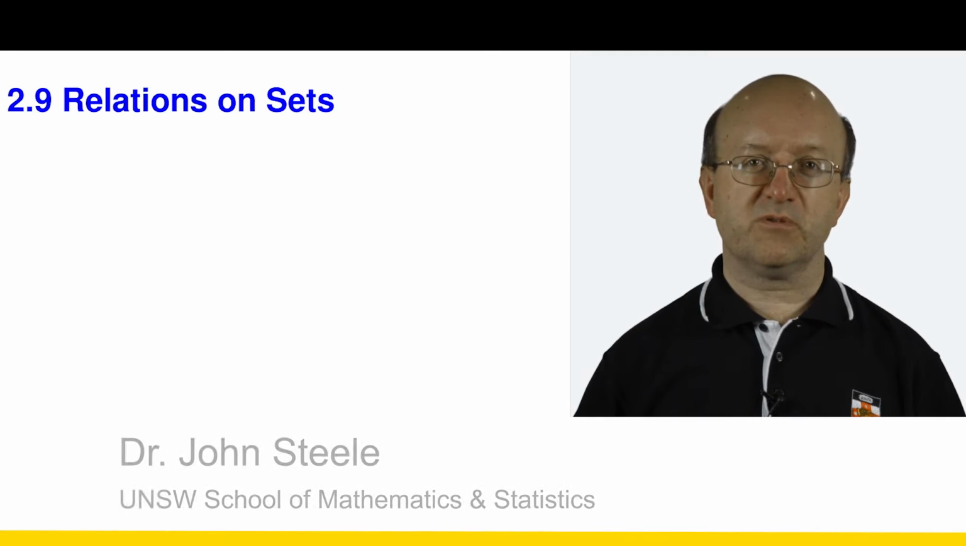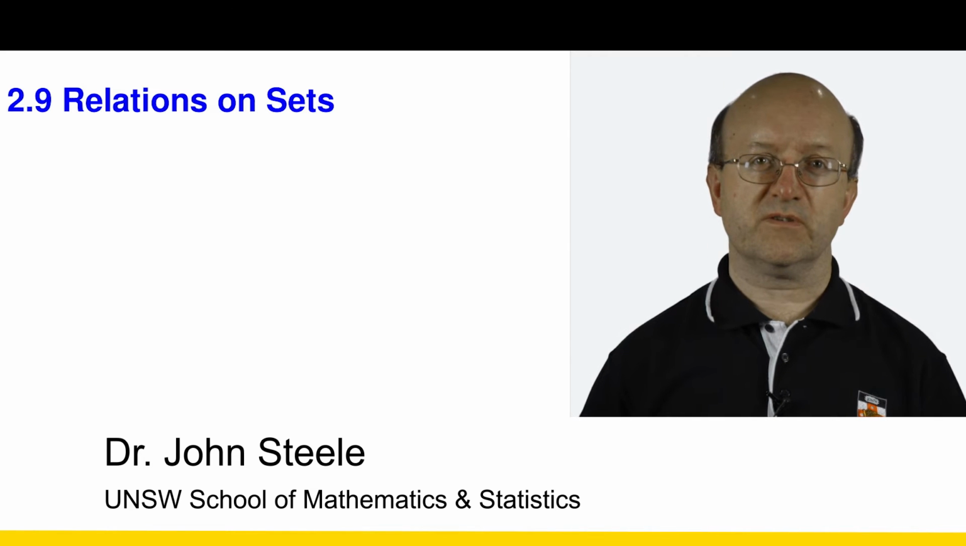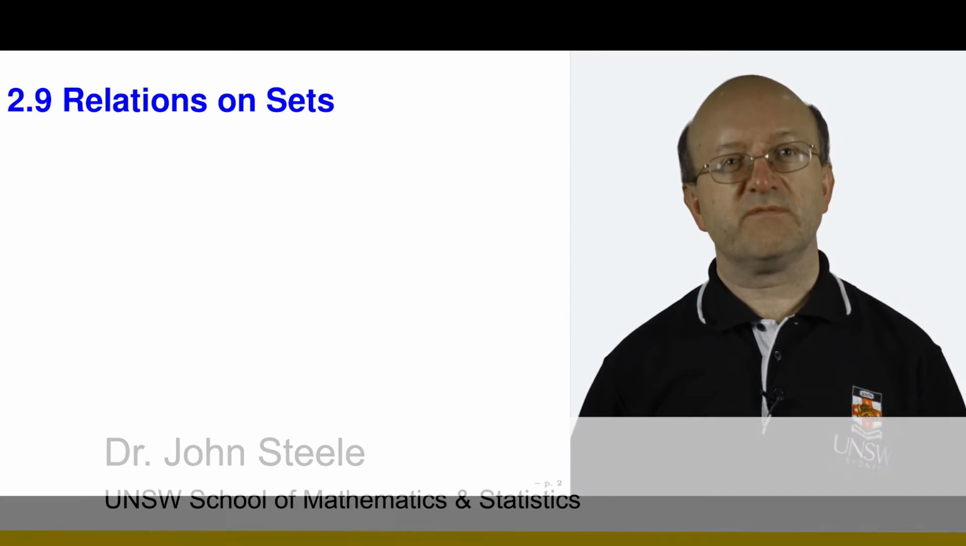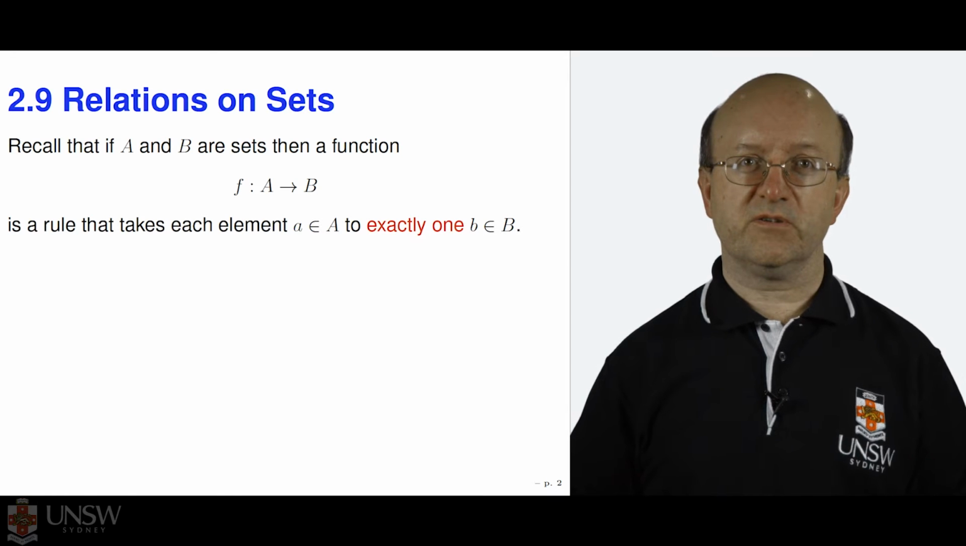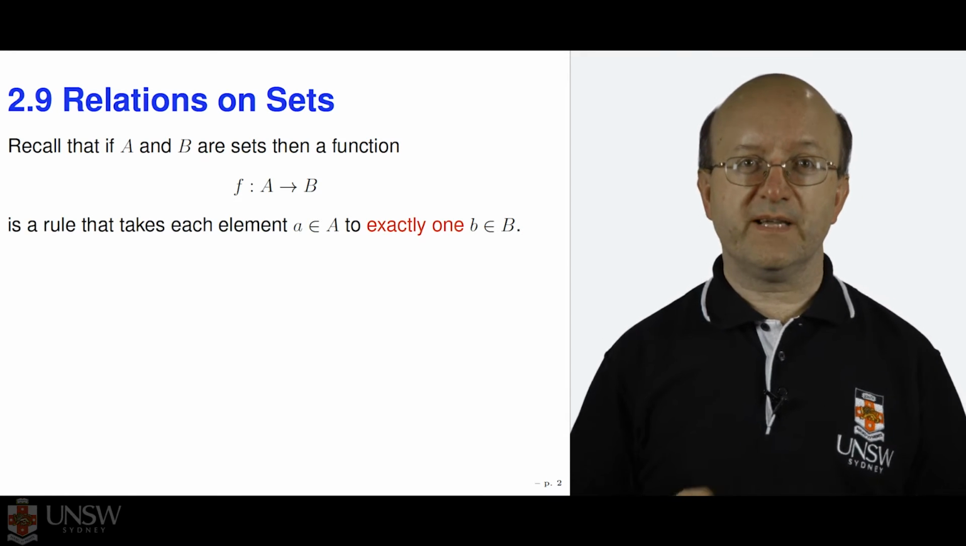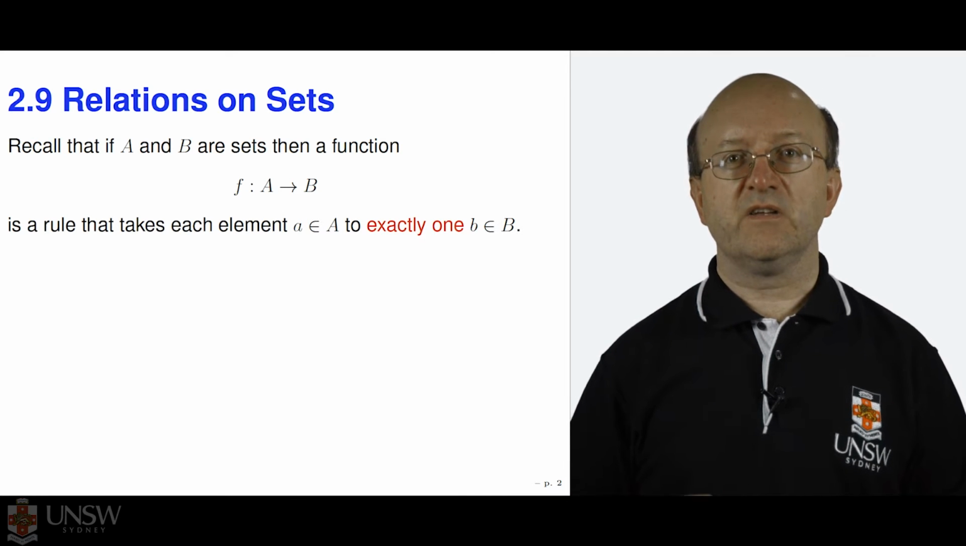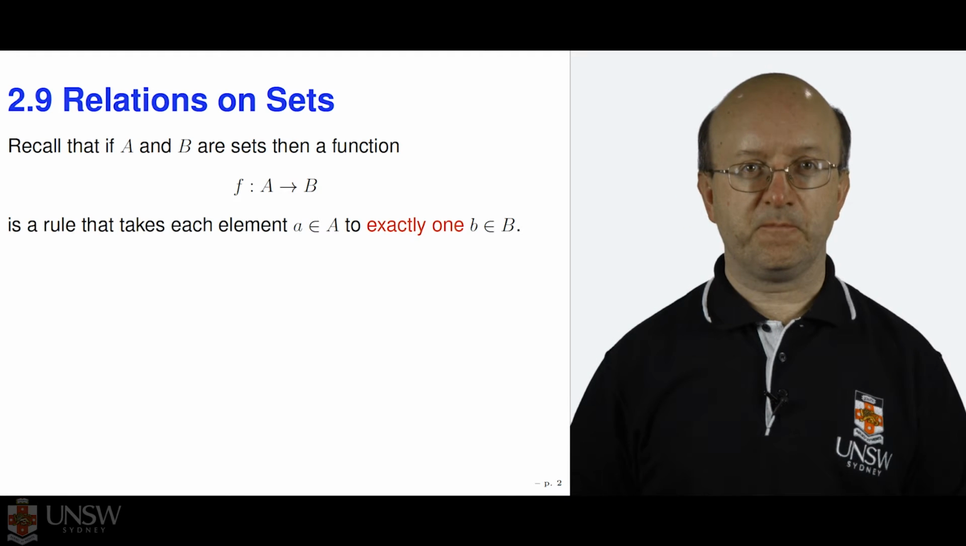In the second part of Chapter 2 of this course, we're going to turn to looking at relations, the generalization of the idea of functions. Before we do that, let's have a look again at how we could define a function. Recall that if you've got two sets A and B, a function f from A to B is a rule that takes each element of A to exactly one element of B.